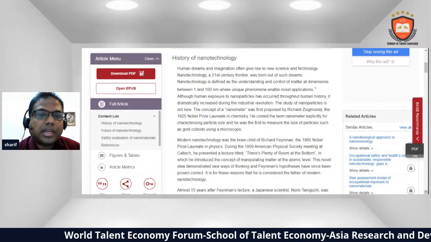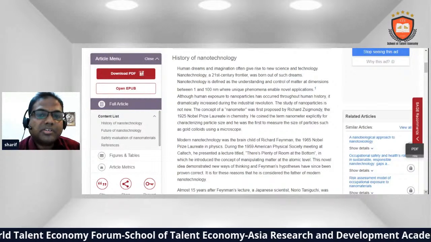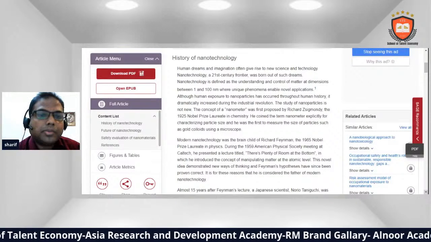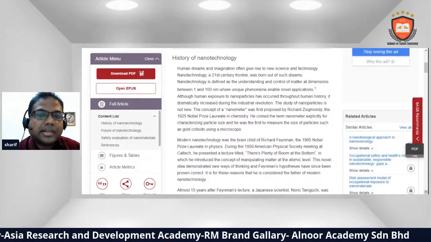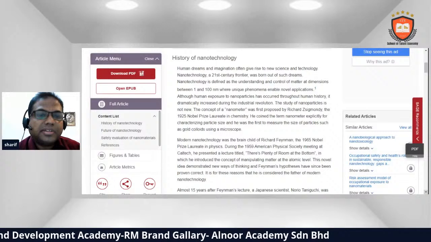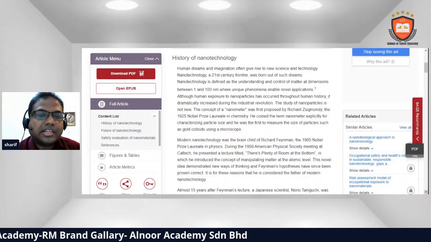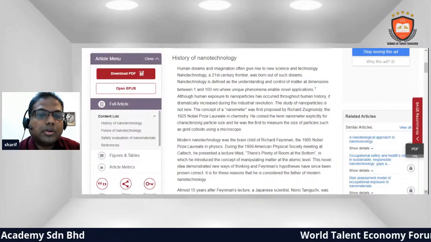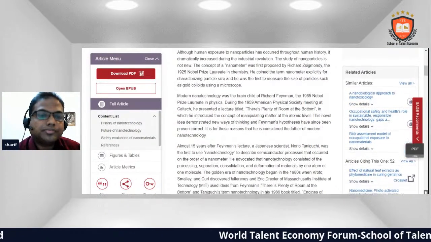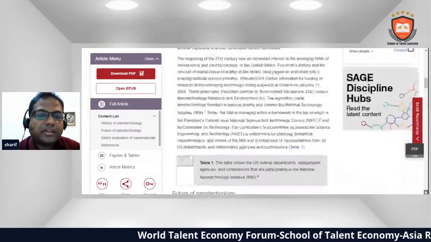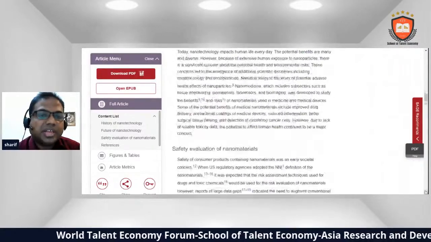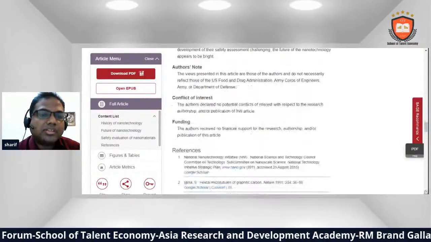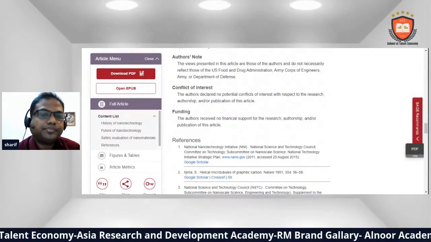The study of nanoparticles is not new. The concept of the nanometer was first proposed by Richard Zsigmondy, the 1925 Nobel Prize laureate in chemistry. He coined the term nanotechnology, explained the characteristics and size of particles, and was the first to measure the size of particles such as gold colloids using a microscope. So this is the way different kinds of nanotechnology are taking their positions, and they are growing in an effective way.